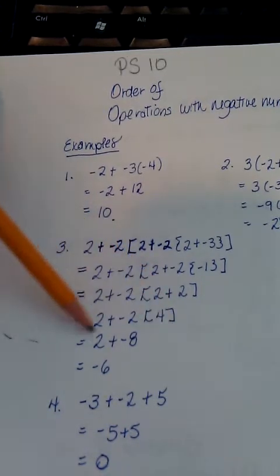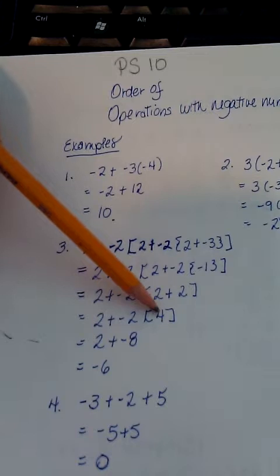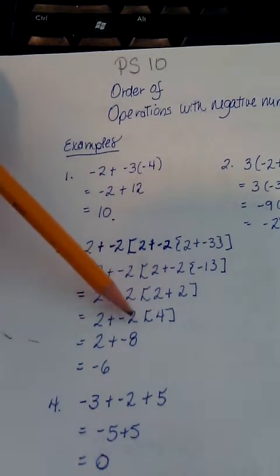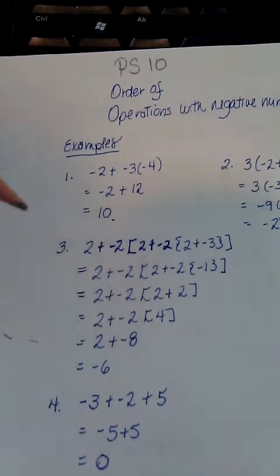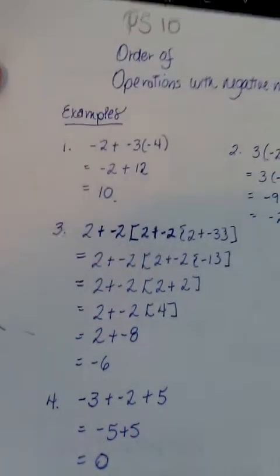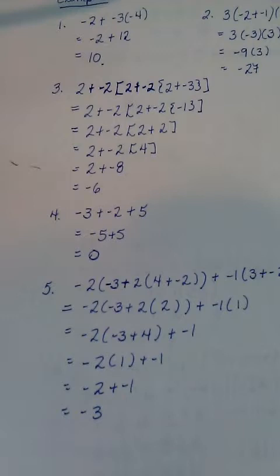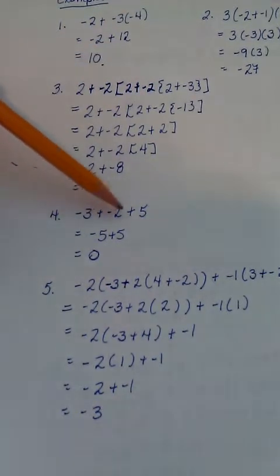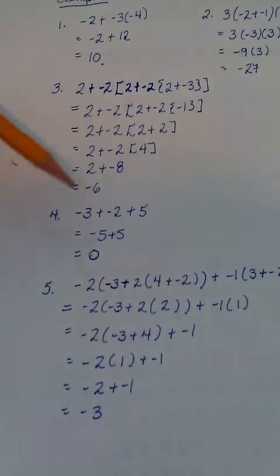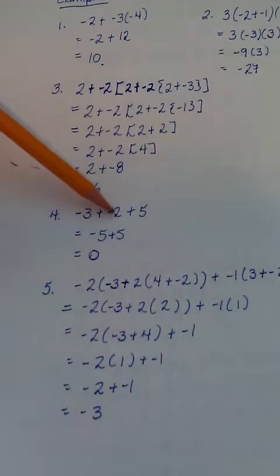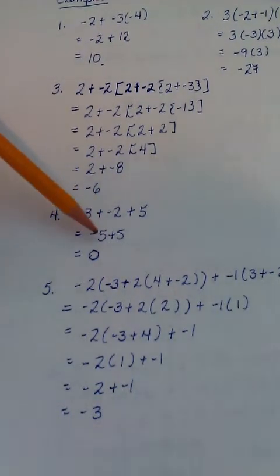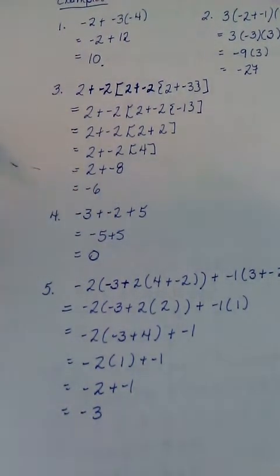Now I'm going to come here and look at this, and I'm going to do multiplication before I do adding. So negative 2 times 4 gives me a negative 8. Now I do my adding, and I get negative 6. Next problem is negative 3 plus negative 2 plus 5. Well, I go from left to right, so negative 3 plus negative 2 gives me a negative 5, and negative 5 plus 5 gives me a 0.